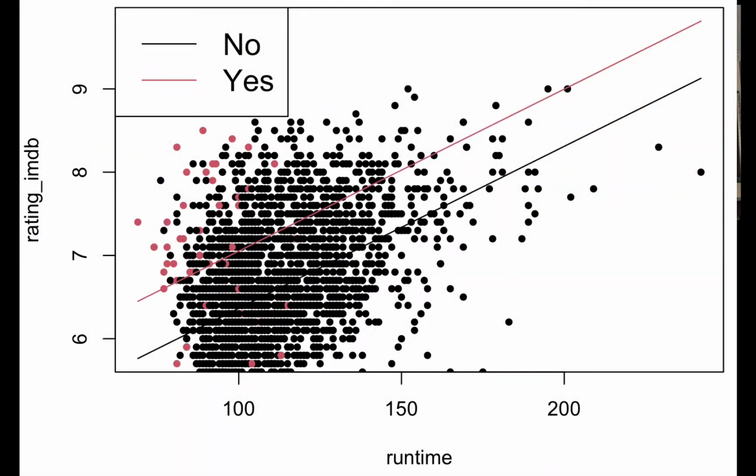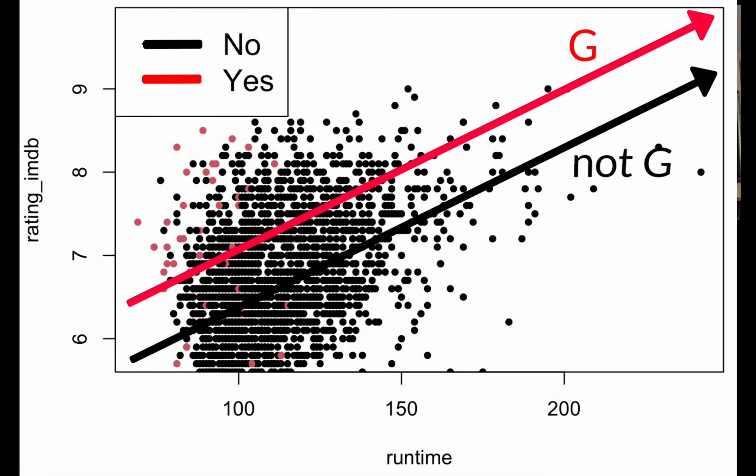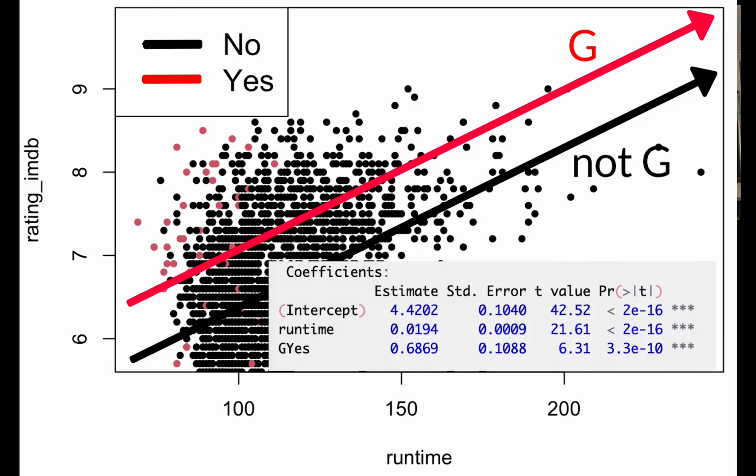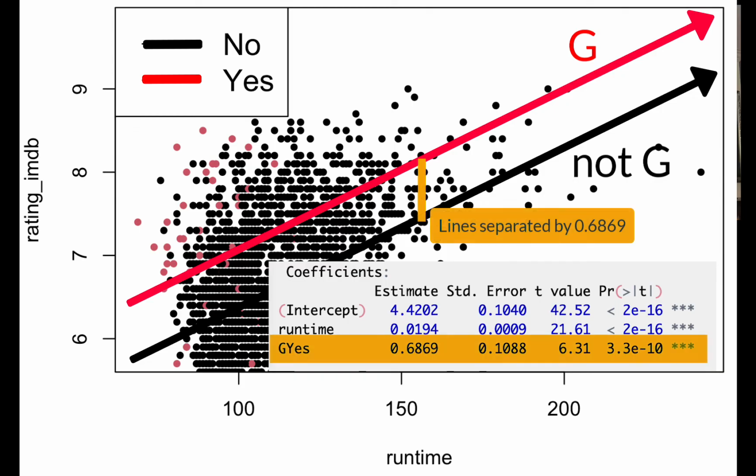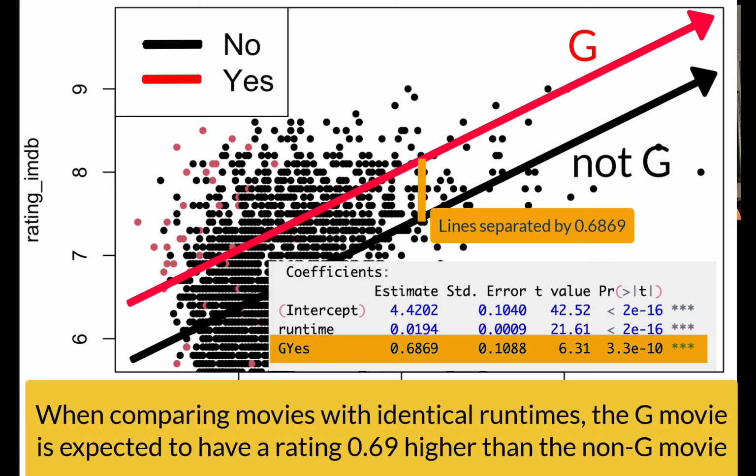And when we visualize this model, we find that the two lines are pretty well separated. And in fact, what we see is that the line for G-rated movies is noticeably above the line for non-G-rated movies. And if we look at a summary, the coefficient of our indicator variable is about 0.69. Nice. So what we could say is that when we compare movies that have identical run times, the movie that's G-rated is expected to have an IMDb rating of about 0.69 higher than the equivalent non-G-rated movie.